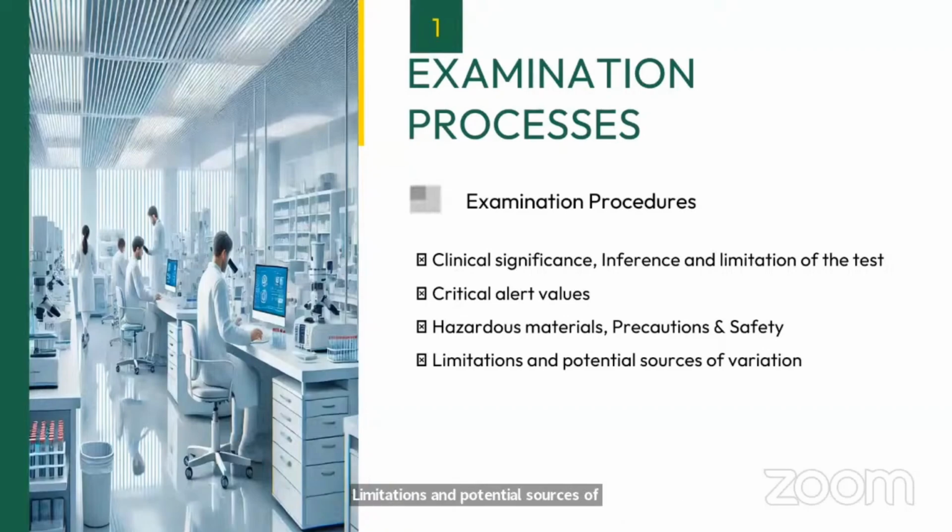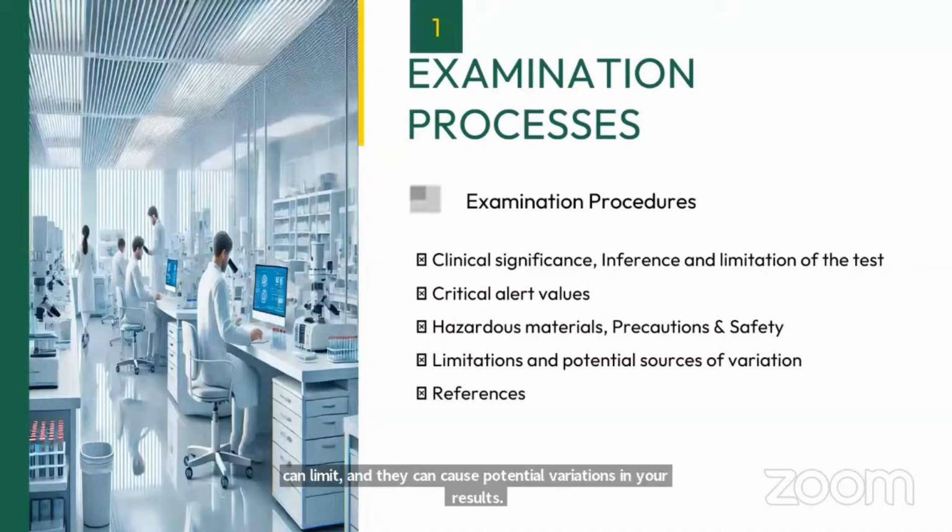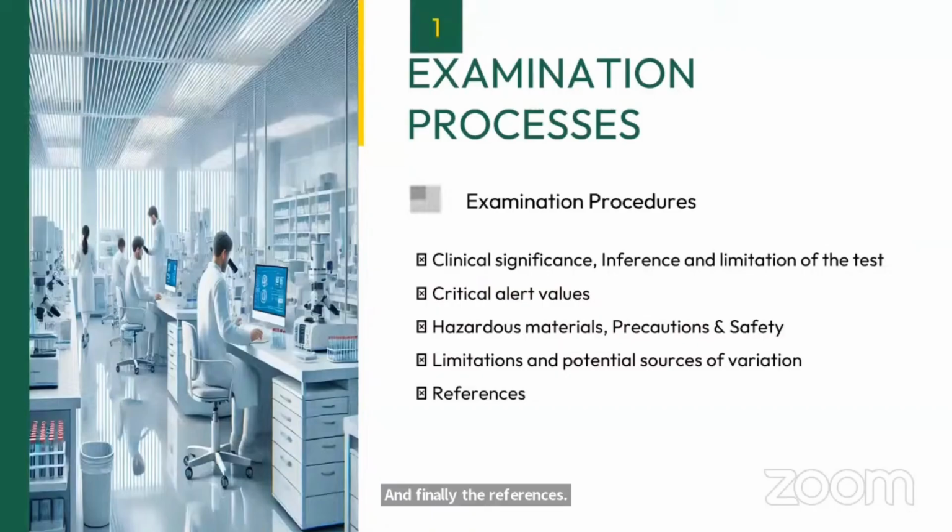Limitations and potential sources of variation. What can be the sources of variation? Timing of the sample collection, transportation of the sample, various preservatives, they can cause potential variations in your results. And finally, the references. References means from wherever you have taken that examination method or that standard operating procedure, from wherever you have collected this data, a proper reference should be available.